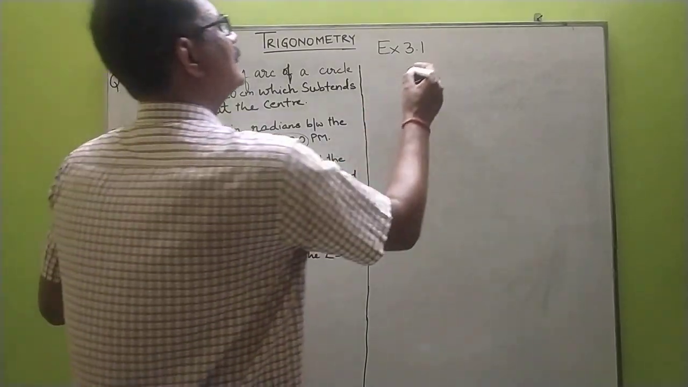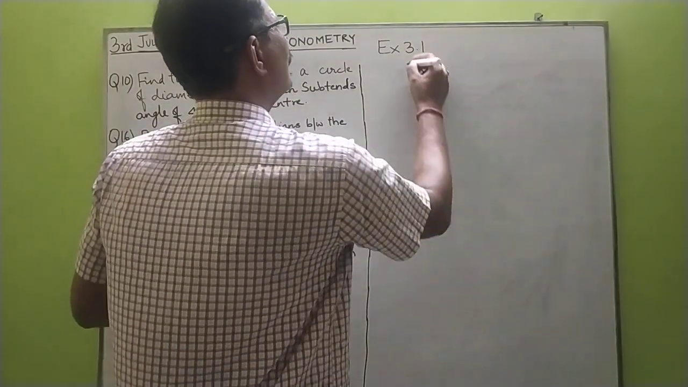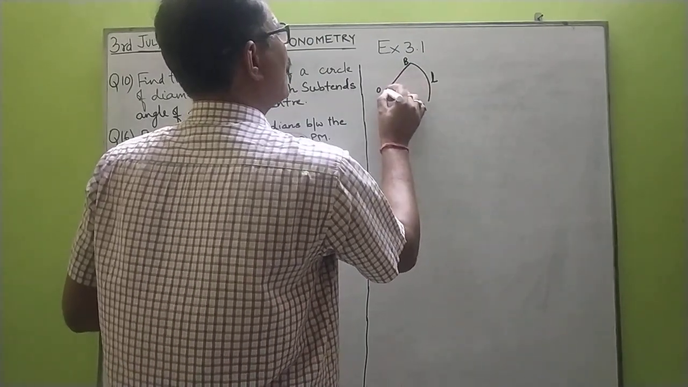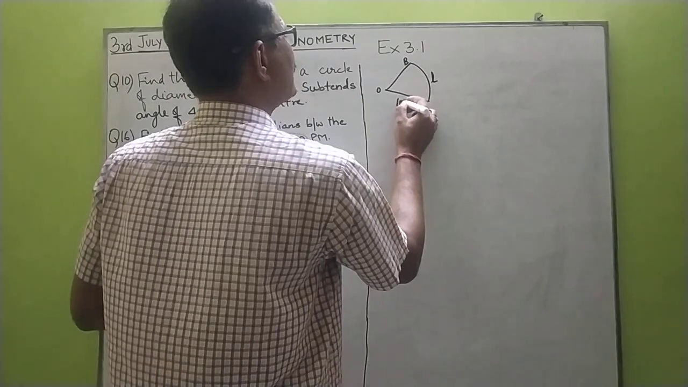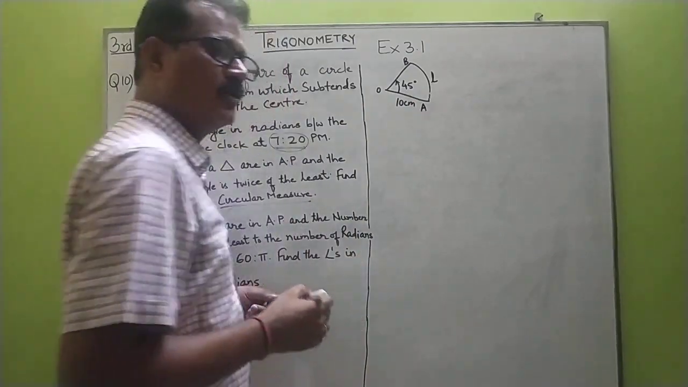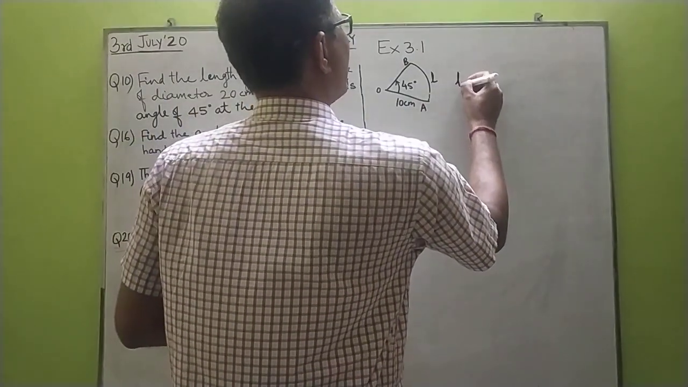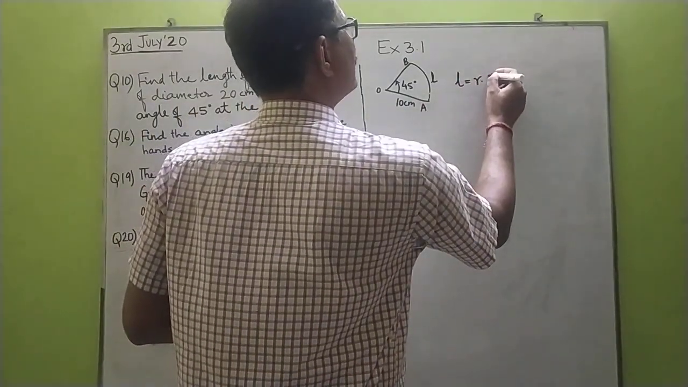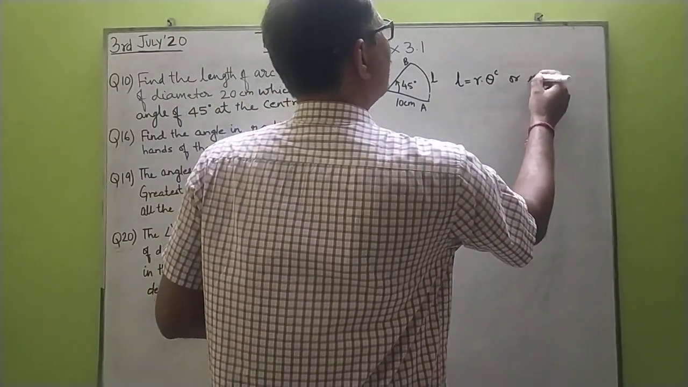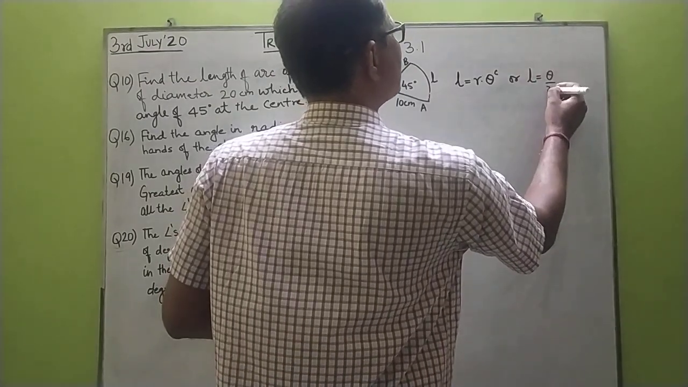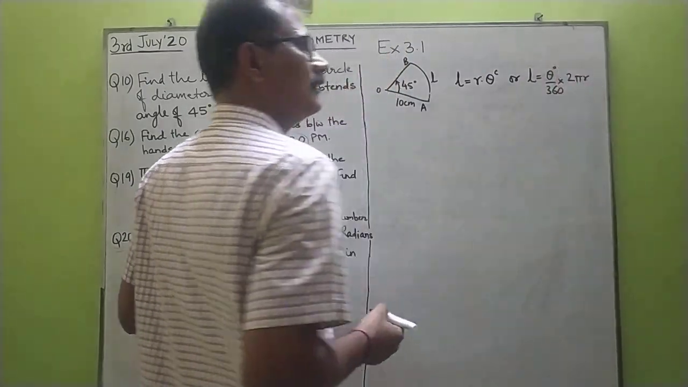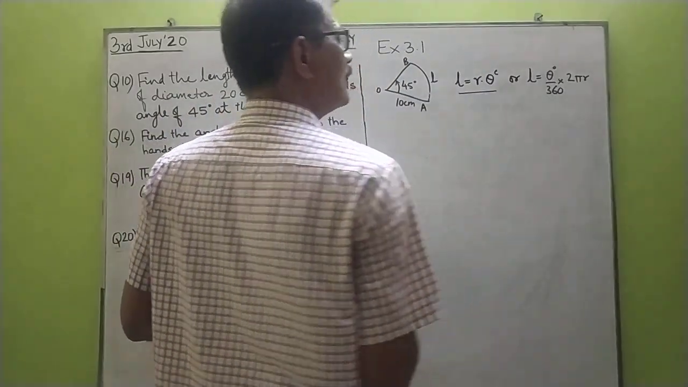center. Suppose this is AB, an arc of unknown length L, and it subtends at the center O of a circle of radius 10 centimeter an angle of 45 degree. Now children, you know that the arc length formula is L equals R into theta, where theta has to be in radians. Or you may use the degree formula that L is equals to theta upon 360 into 2 pi r, where theta has to be in degree here. So let us go by this approach and find out the arc length.